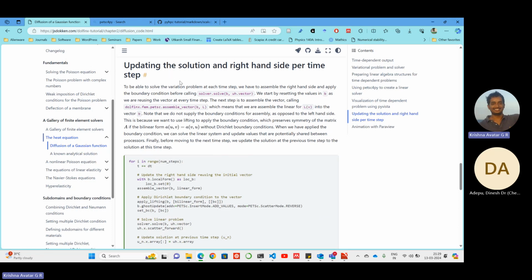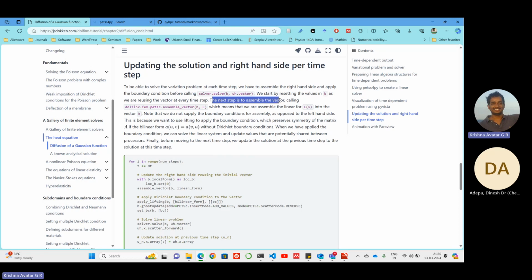To be able to solve the variational problem at each time step, we have to assemble the right hand side and apply the boundary conditions before calling solver.solve with b and uh.vector. We start by resetting the values in B, because it has to be updated every time.